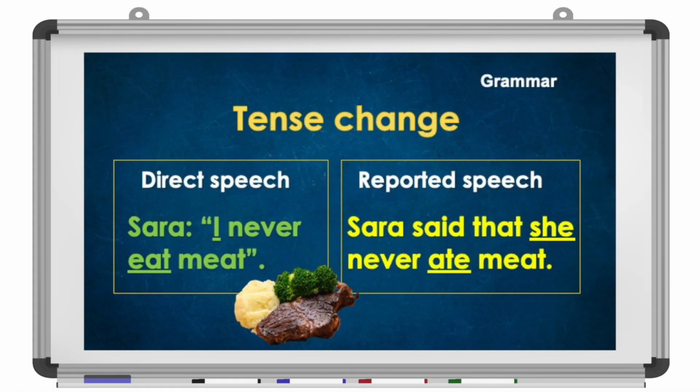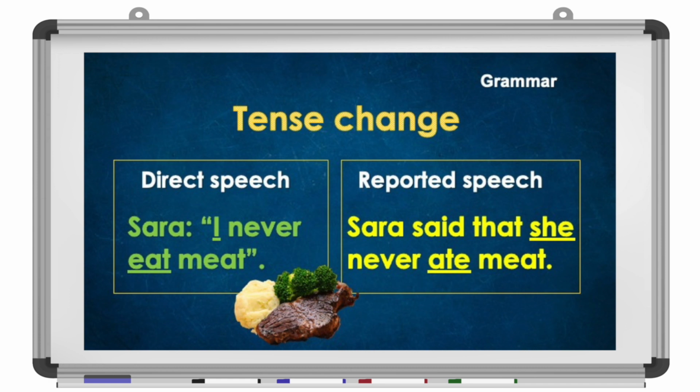The second tip for reporting a direct speech into a reported speech is to change the tense. What do I mean by that? Just like I said, if the tense was in the present simple, I have to change it into the past simple. Let's take a look at the example again. "I never eat meat" changed into "she never ate meat." The present simple tense turned into a past simple tense. What other changes do I have to make?